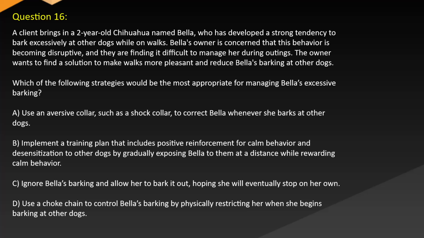Managing Bella's excessive barking. A. Use an aversive collar, such as a shock collar, to correct Bella whenever she barks at other dogs. B. Implement a training plan that includes positive reinforcement for calm behavior and desensitization to other dogs by gradually exposing Bella to them at a distance while rewarding calm behavior. C. Ignore Bella's barking and allow her to bark it out, hoping she will eventually stop on her own. D. Use a choke chain to control Bella's barking, physically restricting her when she begins barking at other dogs.